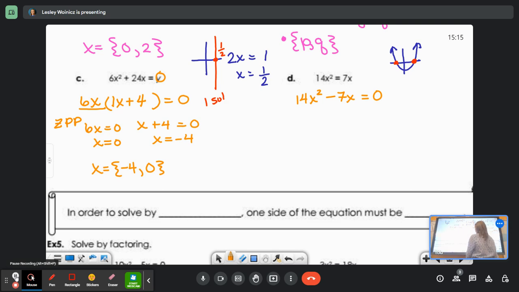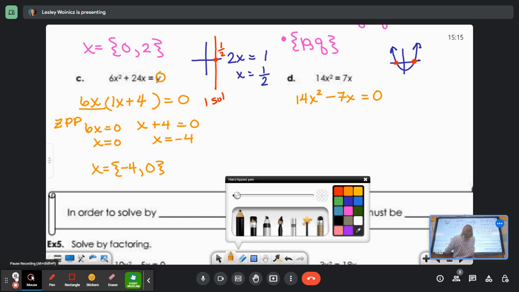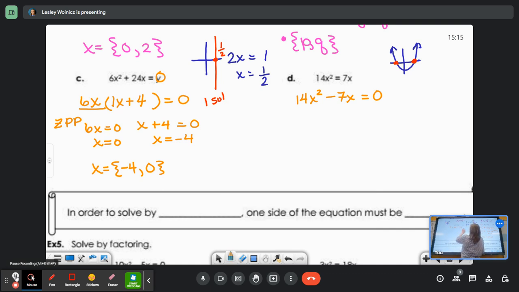Okay. So now do we have a GCF? What is it? 7 with an x. Good. What's the leftovers? 14 divided by 7 is 2. What power of x stays? Just x, right? 1x. Mm-hmm. Okay. Negative 7x divided by 7x gives us a negative 1. Okay, now we're ready for the ZPP.